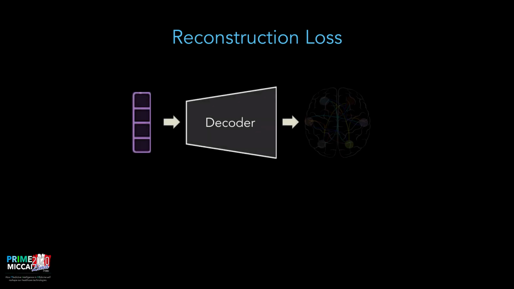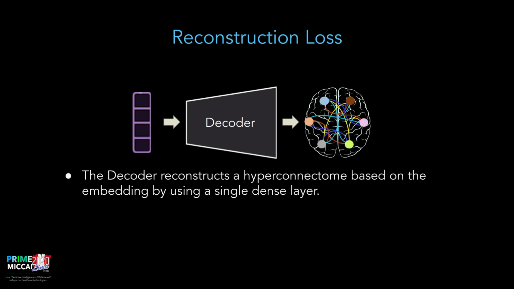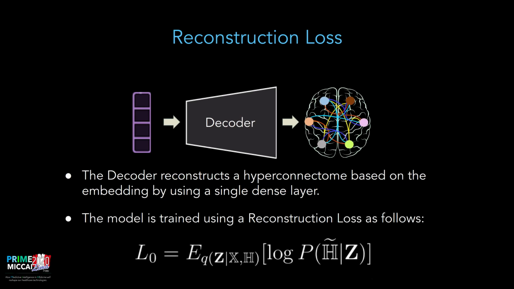Afterwards, we use a decoder to reconstruct the hyperconnectomes from the embeddings. The decoder consists of a dense layer. It tries to reconstruct the hyperconnectome from the low-dimensional embedding. To calculate the loss, we compare the reconstructed hyperconnectome to the original one through a similarity function. We use the formula below where we calculate the similarity between the reconstructed hyperconnectome and the original one. Afterwards, we use the calculated loss to complete gradient descent through optimizers such as Adam.